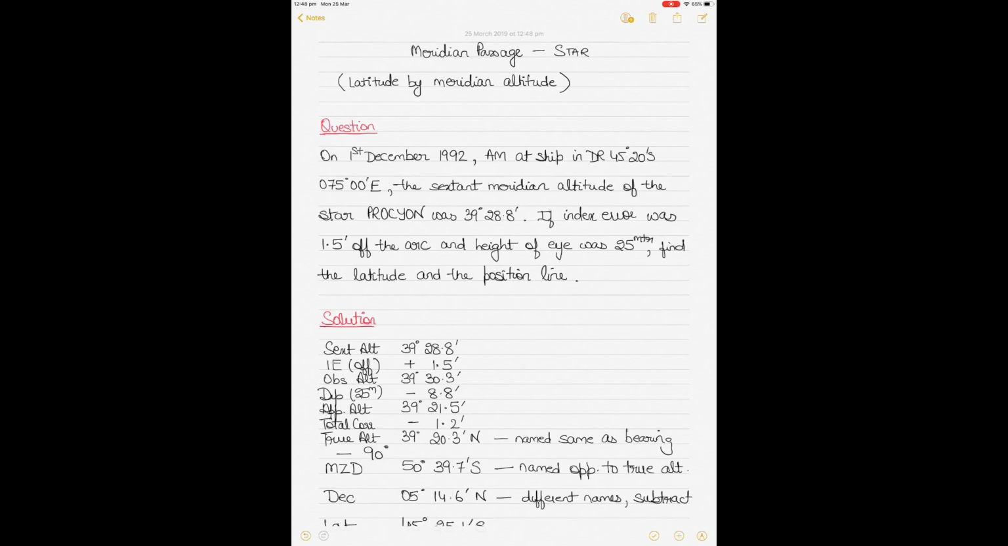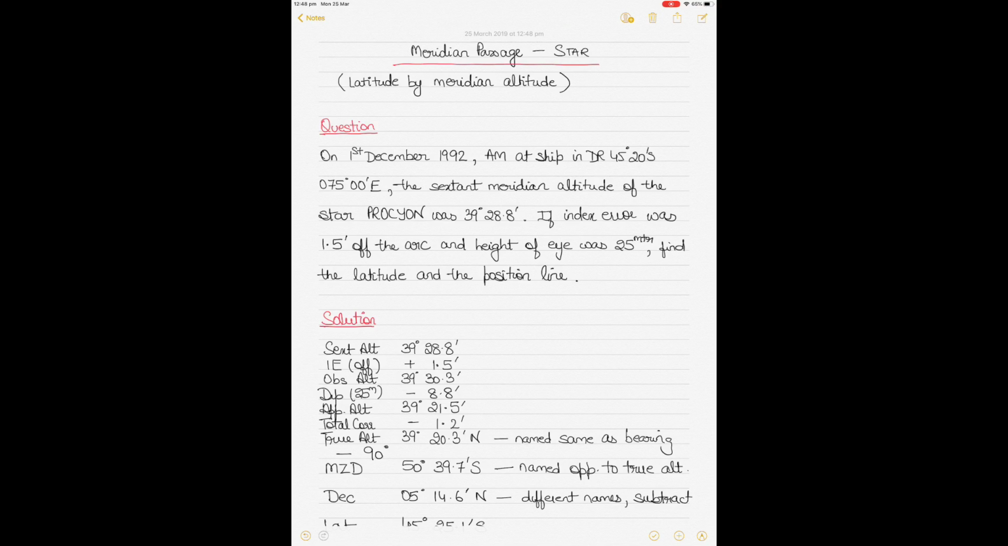Alright guys, today the question we'll be solving is regarding the meridian passage of a star. Meridian passage questions are also called latitude by meridian altitude. My previous video was about calculating the meridian passage or latitude using the meridian passage of the sun. I'll provide you with a link to that video as well. But this video is about calculating the latitude, or the observed latitude, using the meridian altitude of a star.